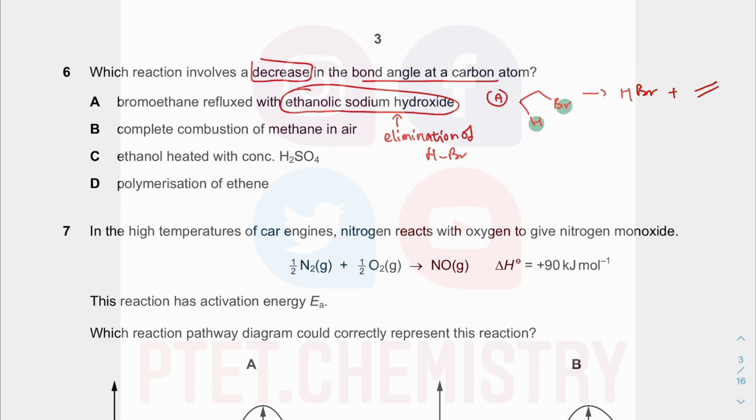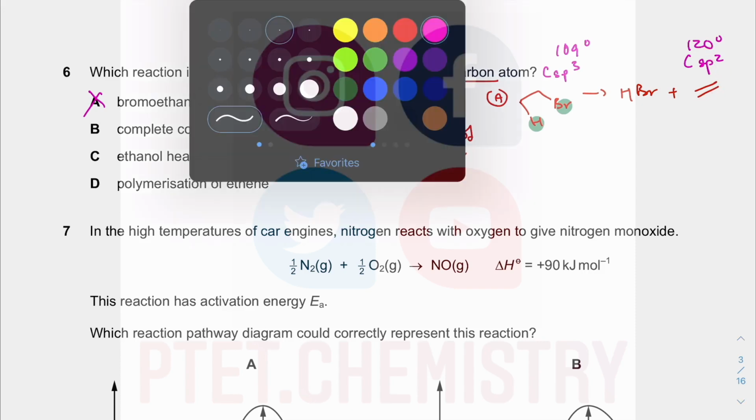You go from a carbon sp3 to a carbon sp2. There's 120 degree, there's 109 degree. That is an increase from 109, okay, because in sp3 the carbon is bonded to 4 groups, while in sp2 the carbon is bonded to 3 sigma bonds only, each carbon. So there's 120 degree for carbon sp2.